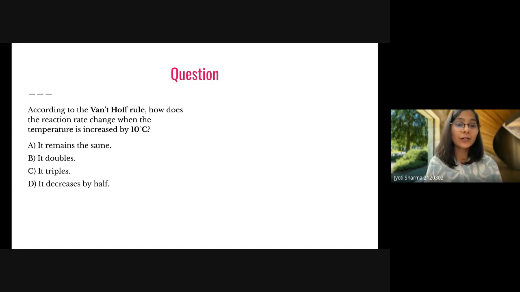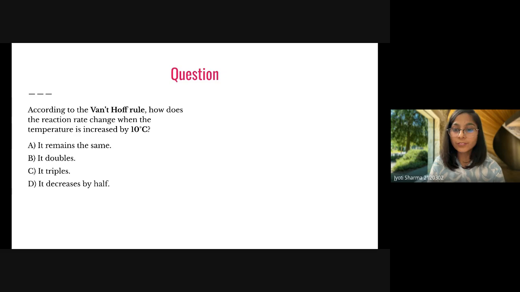So, according to the Van't Hoff rule, how does the reaction rate change when the temperature is increased by 10 degrees Celsius? What will happen to the reaction rate when the temperature is increased by 10 degrees Celsius? It remains the same, it doubles, it triples, it decreases by half.